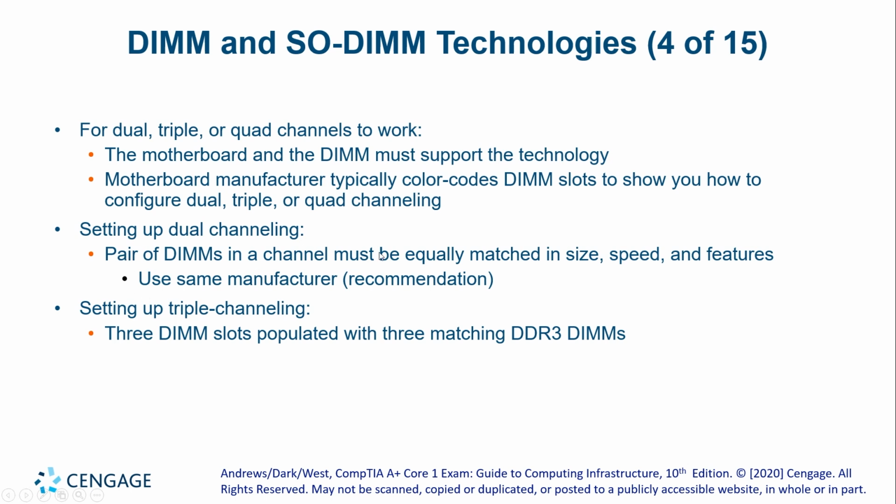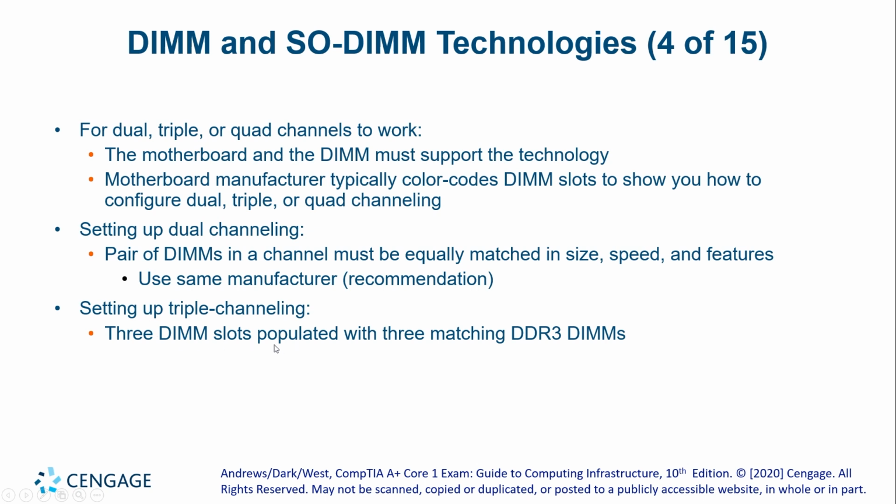Setting up dual channeling, they have to be matched. You can't use 2 different packages or 2 different manufacturers. They have to be matched in speed, size, and features. It says use the same manufacturer, and you really need to, because there are going to be small differences that can throw it off and take away the advantage of using dual channel.